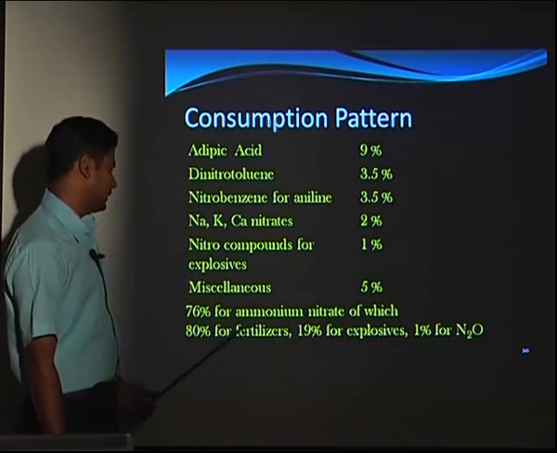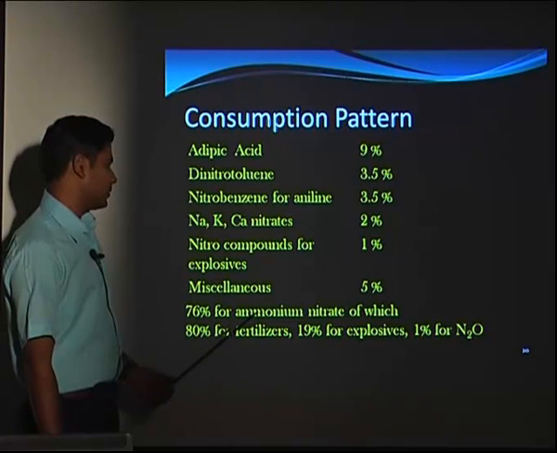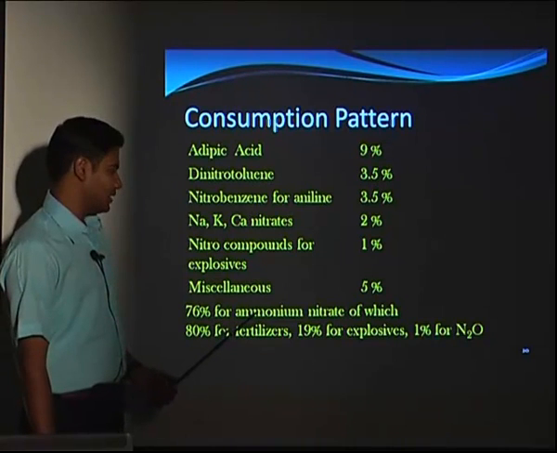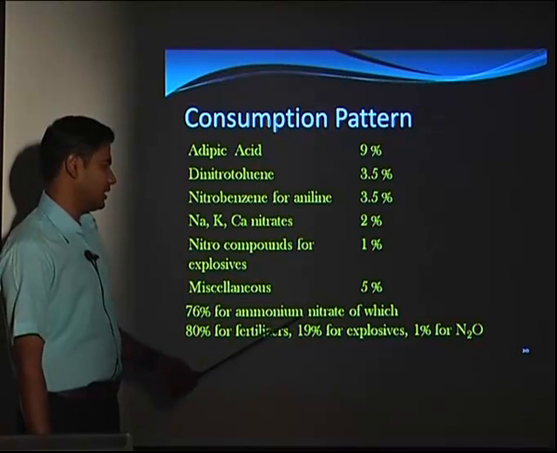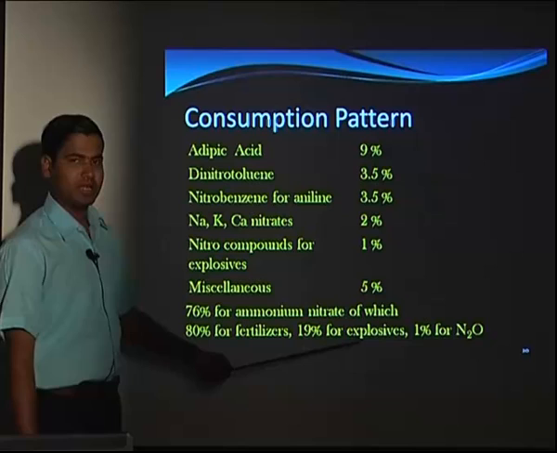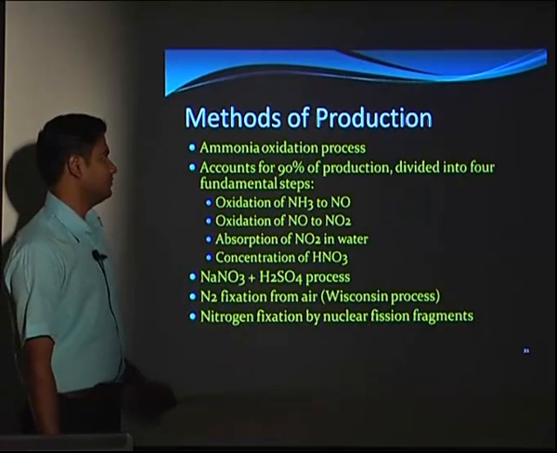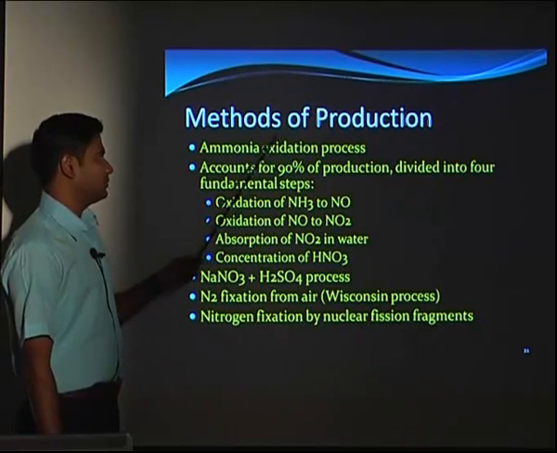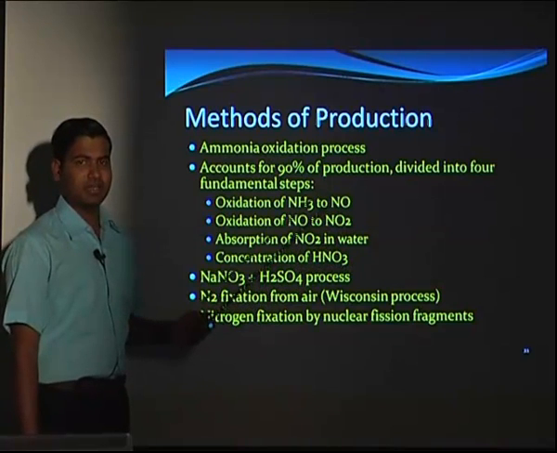So you can see the ammonium nitrate production. HNO3 is a major part of ammonium nitrate, which again is a major part of fertilizers and explosives. So we have various methods of production of nitric acid.